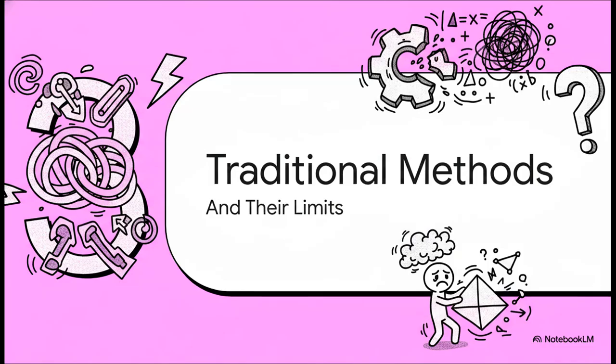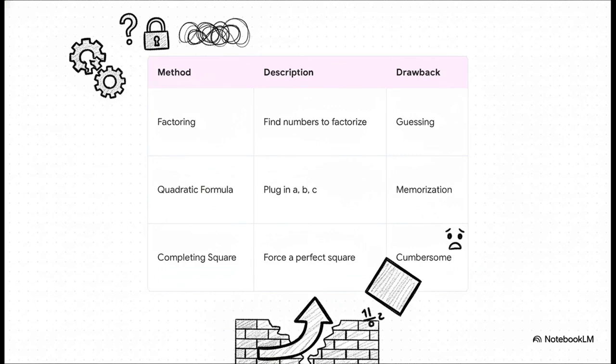So on to Section 3, traditional methods and their limits. Here's the big question. If these equations are absolutely essential to everything from physics to electrical engineering, why are the traditional methods we learn to solve them so universally frustrating? If you crack open a standard algebra textbook, you'll generally see 3 brute force methods. First up is factoring, which leans heavily on a super frustrating guess and check process. Second is the standard quadratic formula, which, as we discussed, requires blind memorization without any real logical understanding.